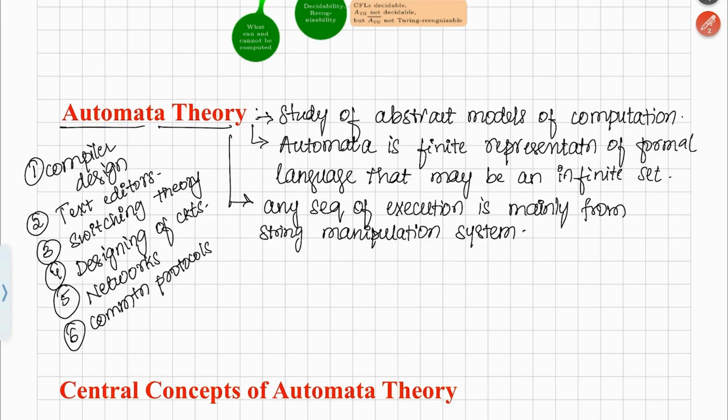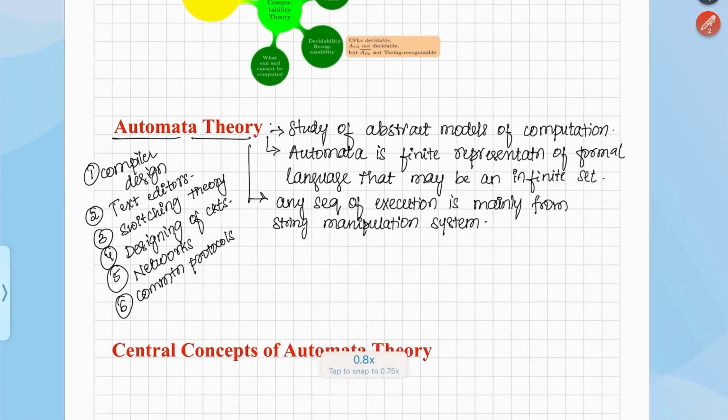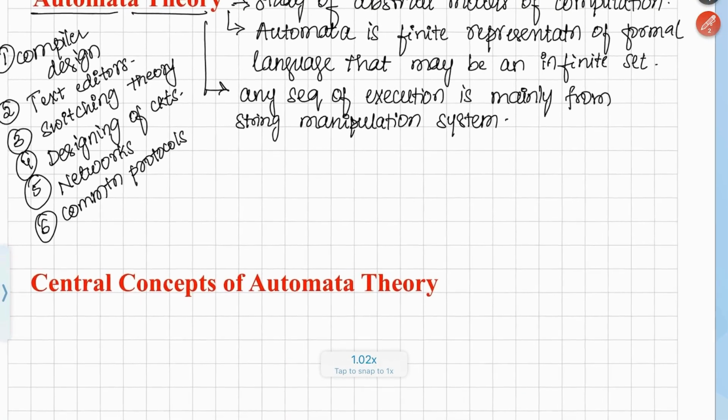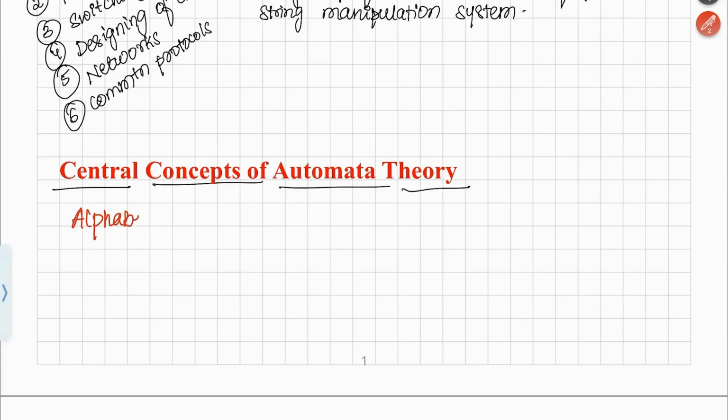Now moving on further, this was about the intro part of automata theory. Now we'll look into the central concepts of automata theory. What are the central concepts? These concepts are like a foundation which will help us to understand the subject further. The first definition which we come across is called alphabet. Let us understand what alphabet is.